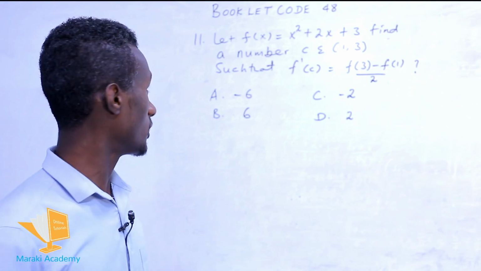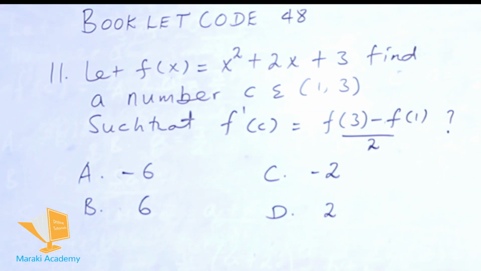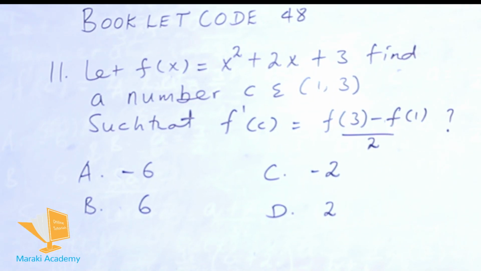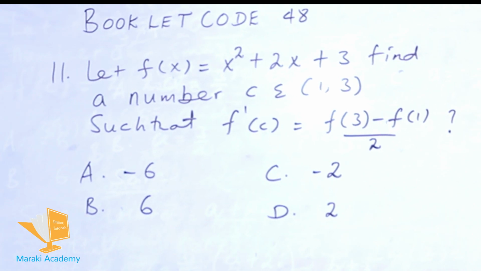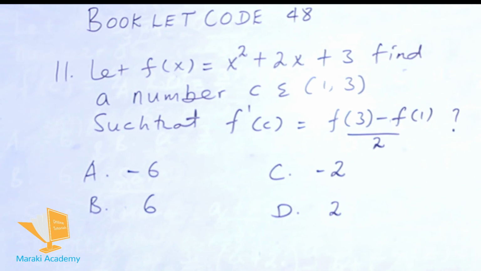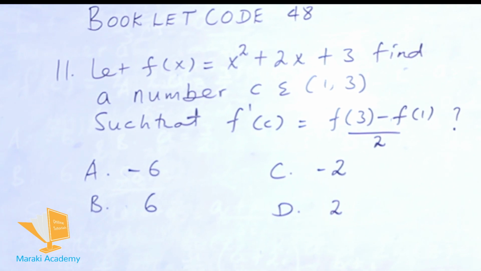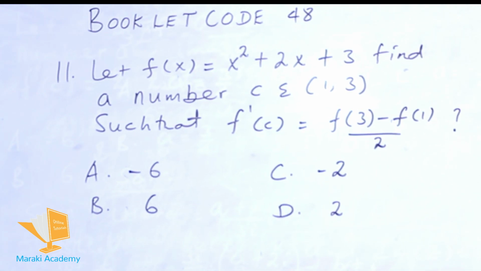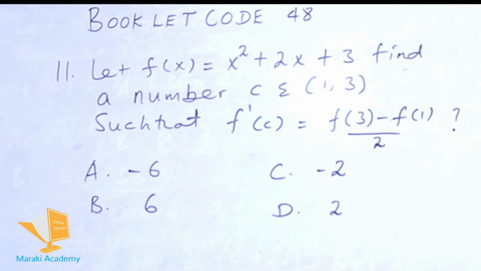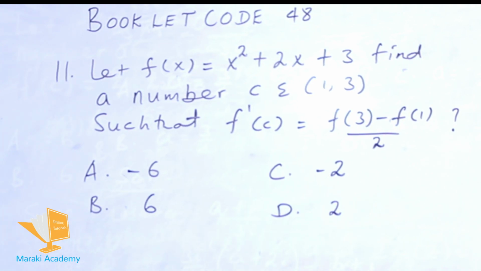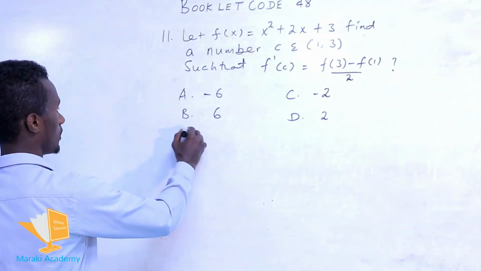Okay, question 11 is about the derivative function. If you have the function x square plus 2x plus 3, find the number c between the interval 1 up to 3 such that this condition is held. Now, to find the number c between this interval, we must be applying the mean value theorem.